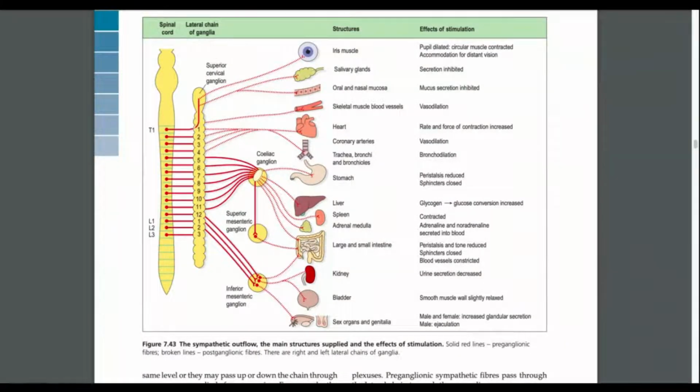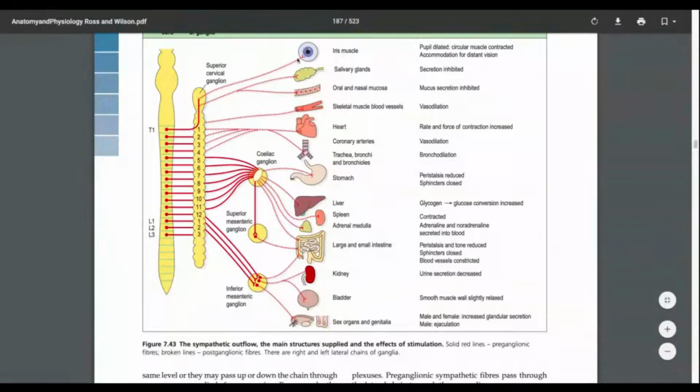sympathetic nerves are derived from the thoracolumbar outflow. I will show you the sympathetic ganglion. So what happens here? From these respective thoracic and lumbar nerves, the preganglionic fibers come out and form a ganglion here. From this ganglion, these branches go to the iris, salivary glands, then the blood vessels, heart, trachea, stomach, liver, kidney, then glands, all this.